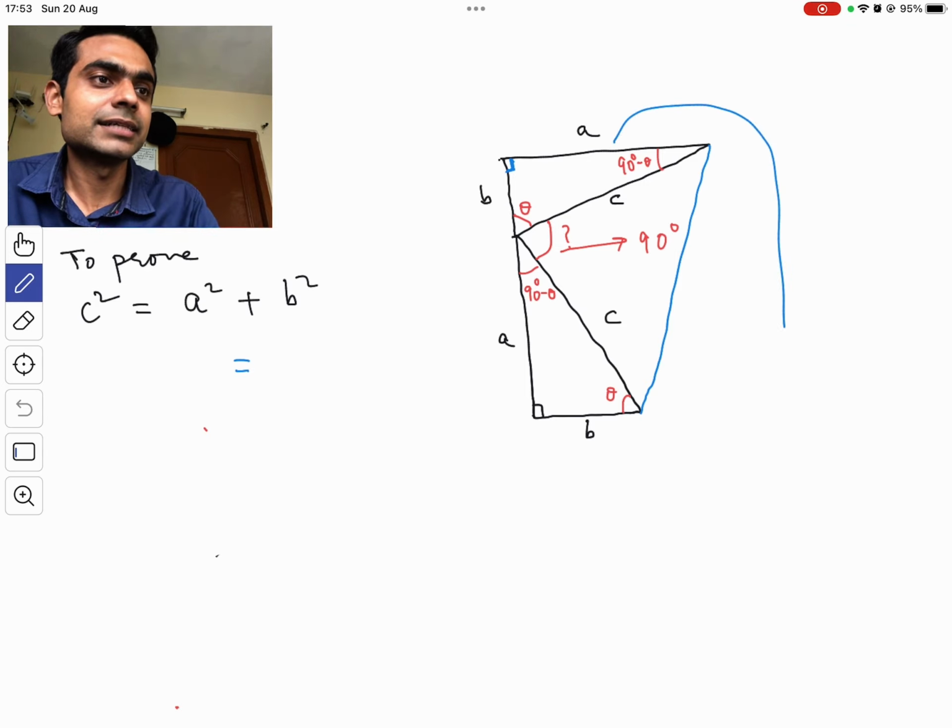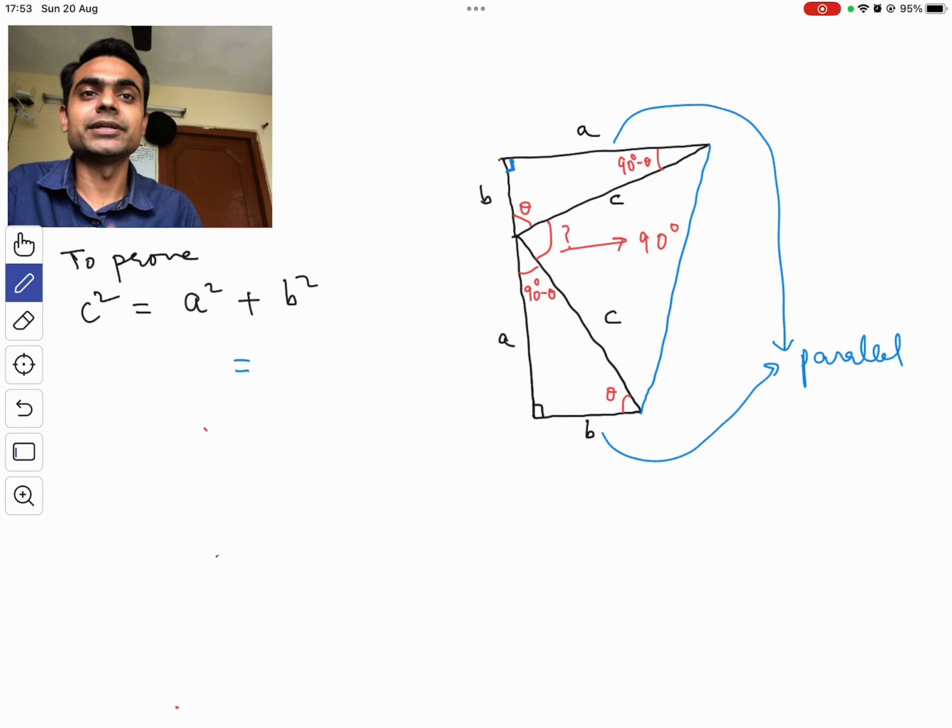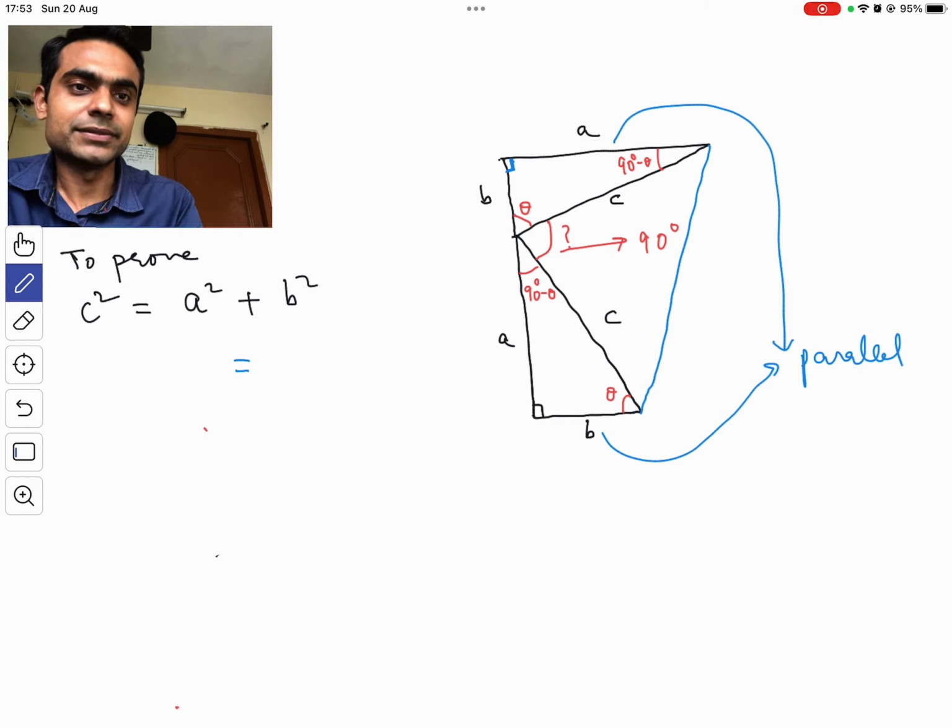Which lines am I saying? Line segments B and A. These are parallel to each other because they are perpendicular to this length B plus A. So in a quadrilateral, if there is a pair of parallel sides, it's a trapezium. So this is a trapezium actually, right?